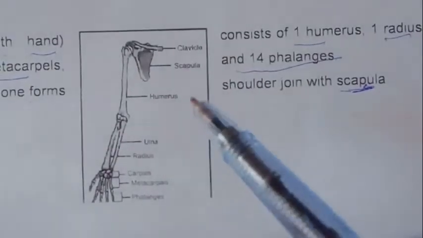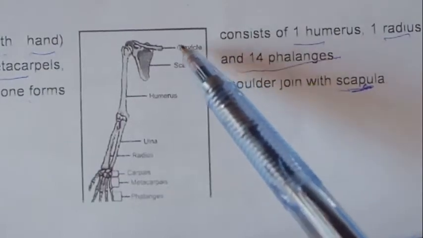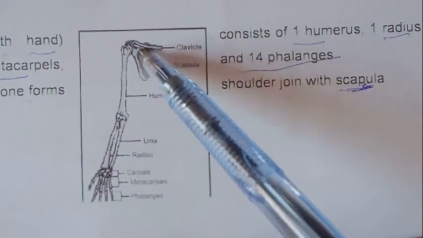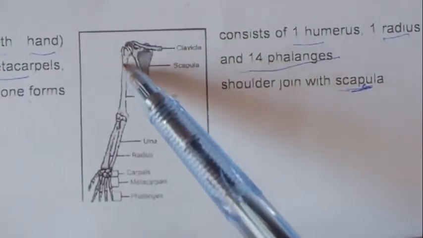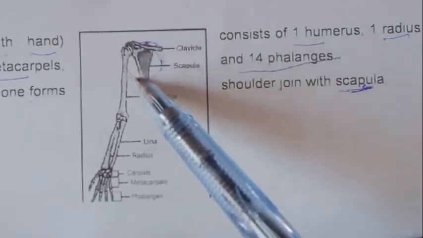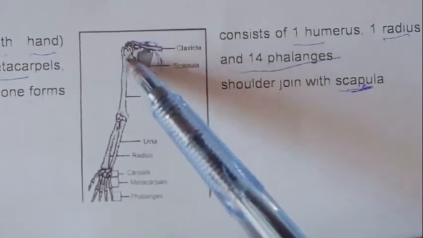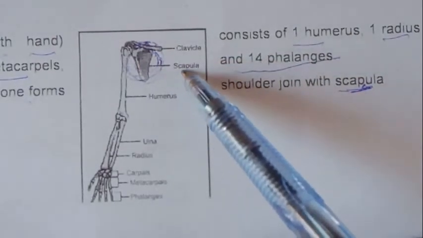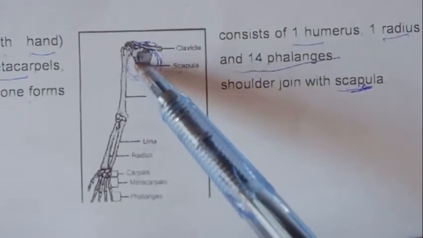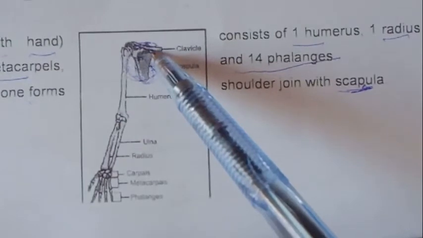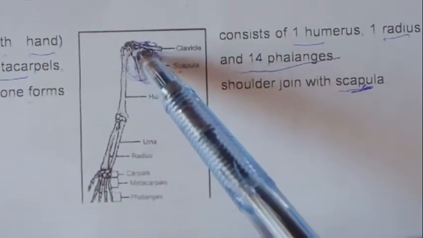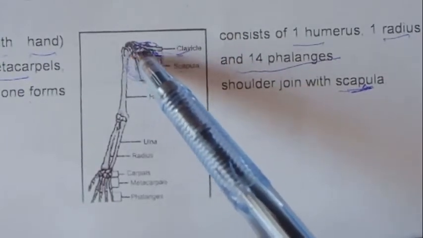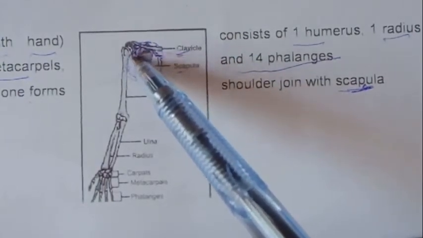Now this whole structure is called the pectoral girdle. What is girdle? The combination of more than 2 bones is called girdle. So here, this is a scapula. The shoulder bone is called the scapula. The rod-shaped bones which attach scapula with the neck region, this is clavicle, and the upper portion of the scapula is called the suprascapula.